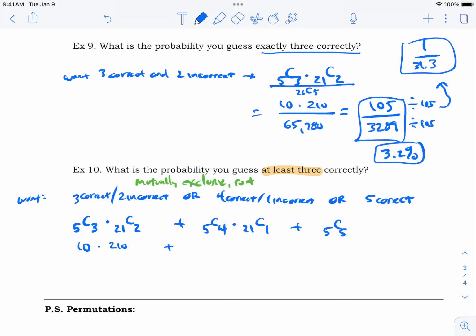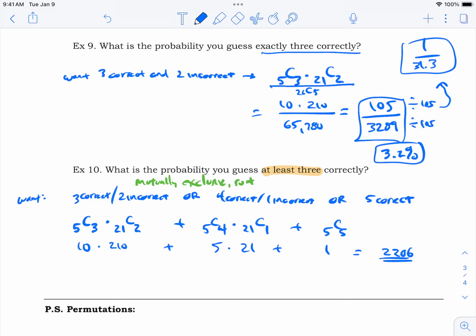5 choose 4 comes out to 5. 21 choose 1 comes out to 21. 5 choose 5 comes out to 1. So if we add this all up, what have I got? I got 210 times 10 is 2100. Add 105, add 1. So I've got 2206.